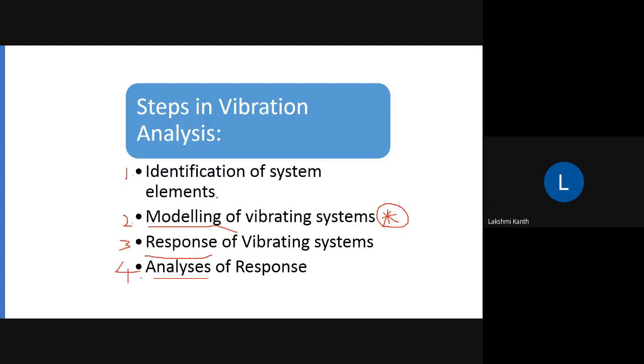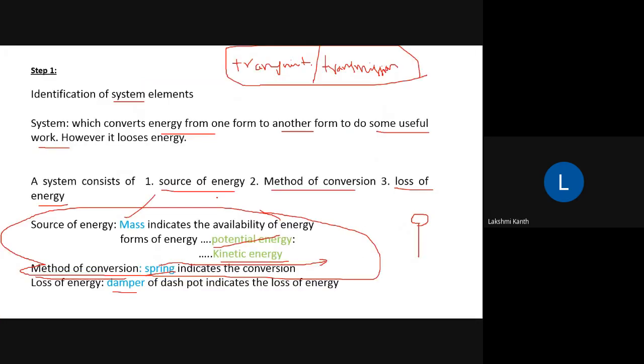In general, in the literature, there are three system elements, but from our GATE point of view, only two: the mass and the spring. Right, so this is step one. Any doubt in this step one? Students, please confirm. No doubt, sir. Right.